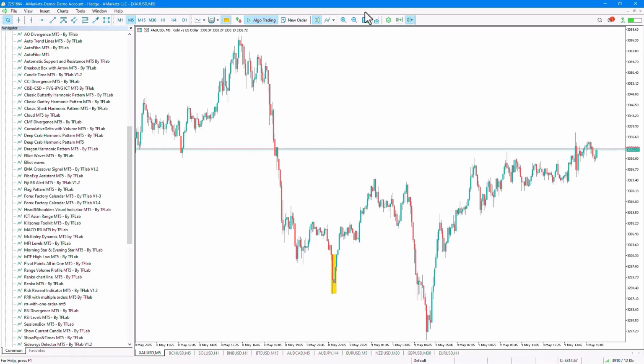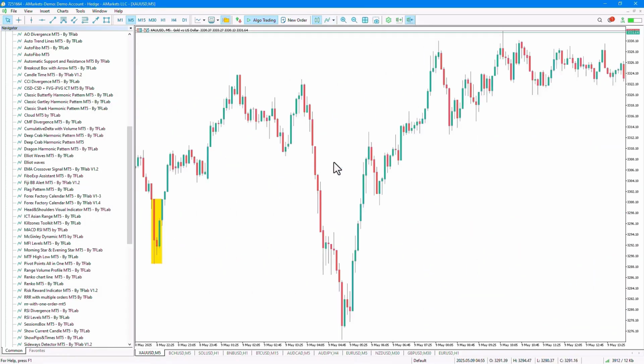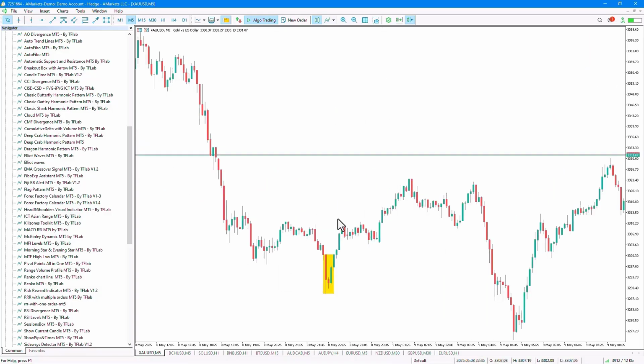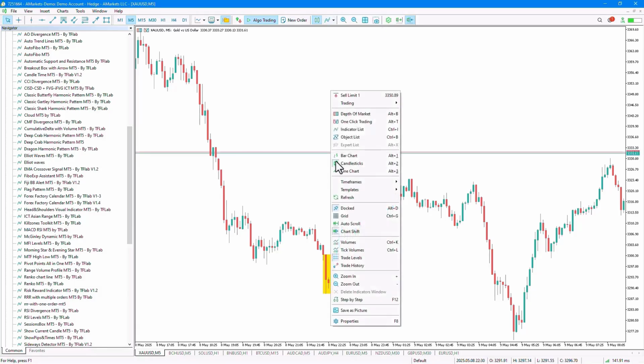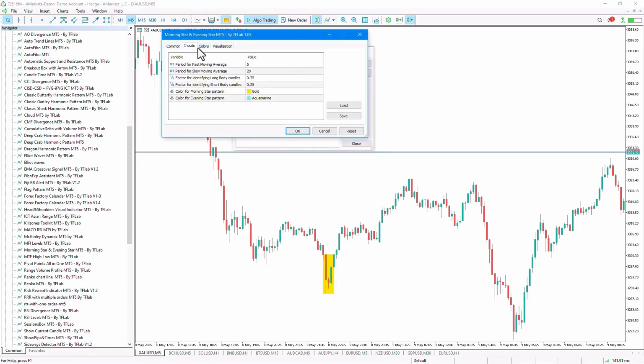Traders who are looking to identify this reversal pattern on the chart can use the morning star and evening star indicator to detect these two reversal patterns, and after these patterns form, they can enter a buy or sell trade in the market.